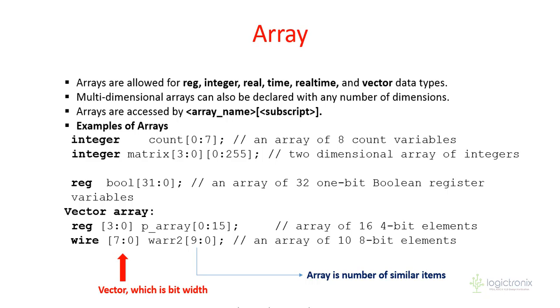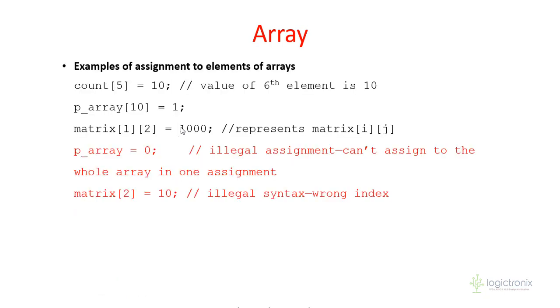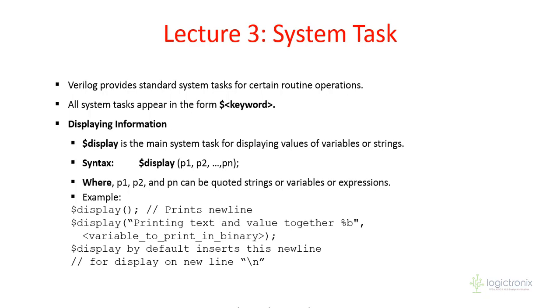Like a single computer with multiple displays, and multiple computers. So multiple computers is an array, a single computer with multiple displays is like a vector. So this is the main logic behind the array. So let's go for one example here. The example is how to access the elements of an array and how to store the corresponding value in the array. So we are in lecture 3, which is system tasks.